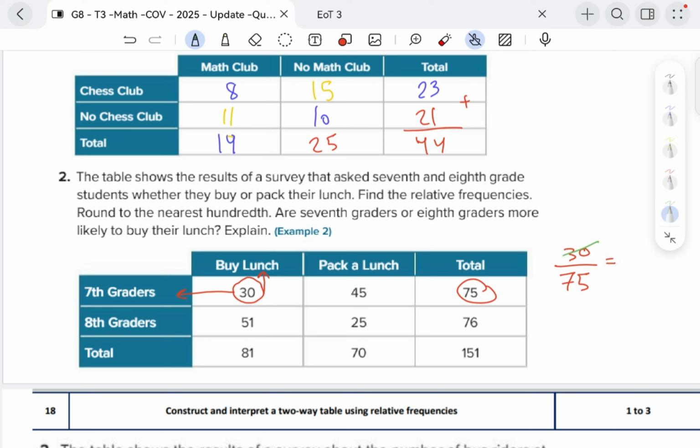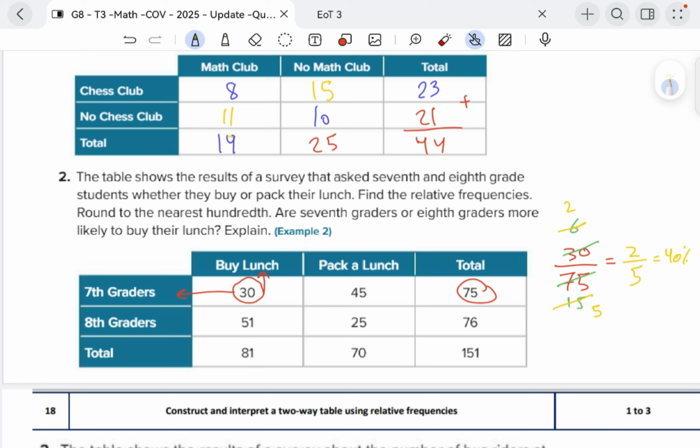Divide this by 5, gives us 6. Divide this by 5, gives us 15. Also, we have a common factor, which is 3. We're going to divide 6 by 3, gives us 2. Divide 15 by 3, gives us 5. So the answer is 2/5, which is 0.4, 40%.